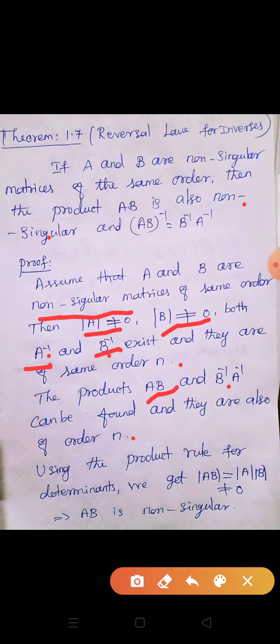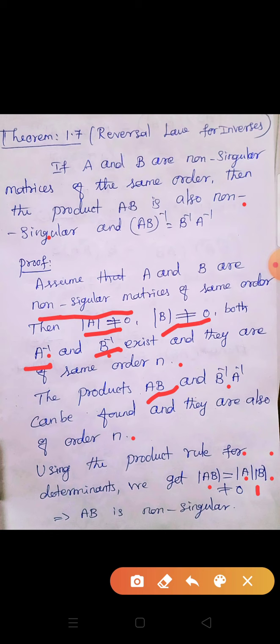Using the product rule of determinants, what is our product rule? We are going to prove determinant AB is not equal to 0. Determinant AB is equal to what? Applying the product rule, determinant A into determinant B. Determinant A is not equal to 0, and determinant B is not equal to 0.